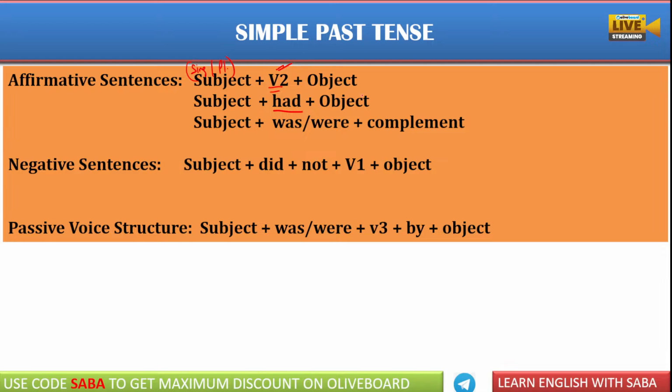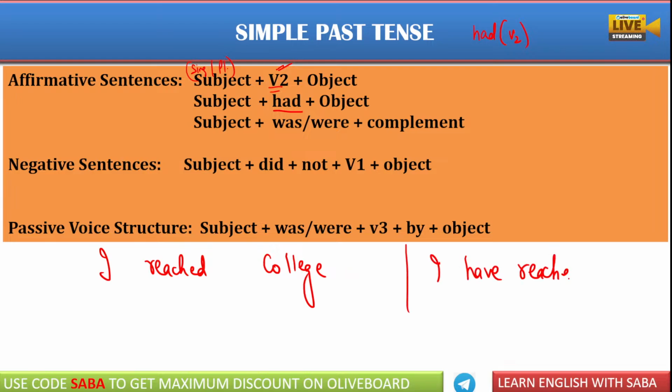Is it past perfect or past indefinite? I told you the structure earlier: had is the V2 form also and had is the V3 form also. Had can be the V2 form and had can be the V3 form. Now, there are many verbs like this, which I did not mention yesterday. Let me discuss this. If I say I reached college, and if I say I have reached college.